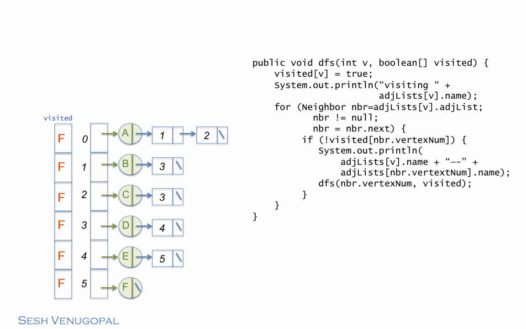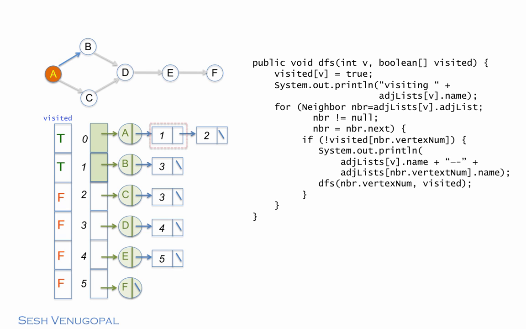Let's trace the execution of this code on our example graph. Initially, the visited array contains all false values. DFS starts at A, visits it, sets the visited array value at index 0 to true. Then it starts iterating over A's neighbors. The first neighbor is vertex number 1, which is B, which has not been visited, so DFS proceeds to B. Note that the iteration of neighbors of A is on hold and will proceed when DFS eventually backtracks to A.